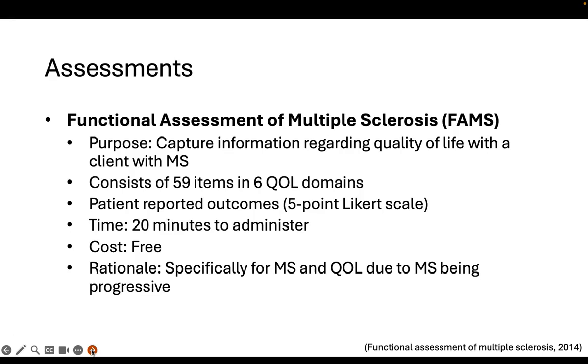The normative data included 377 people with MS, and the total FAMS mean score was 107.5. And then there was a clinical cohort with a total mean score of 110. The reason this assessment is appropriate is because it is specific to MS and the client's quality of life.